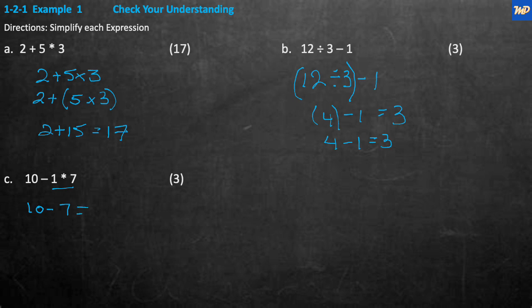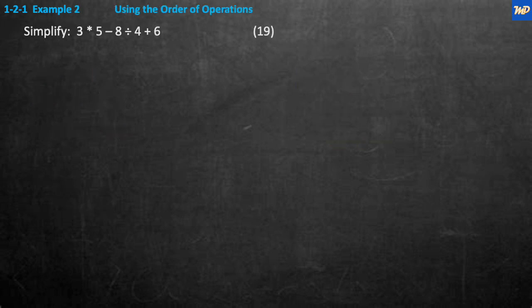10 minus 7 is equal to 3. Okay? Okay, example 2, using the order of operations. So this is a little longer, so we're going to have to do a little bit more thinking about what we do first and second.